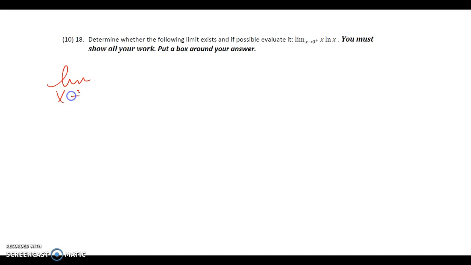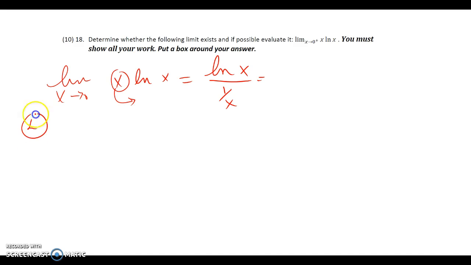Limit of x going to 0 of x ln of x. Well, what you want to do is set this up because this is just 0 times infinity, I think. So we do need to write this something in L'Hopital's rule. So this is what it looks like, right? I just took this, moved it to the denominator. So this would be negative infinity over infinity. We got to do L'Hopital's rule.